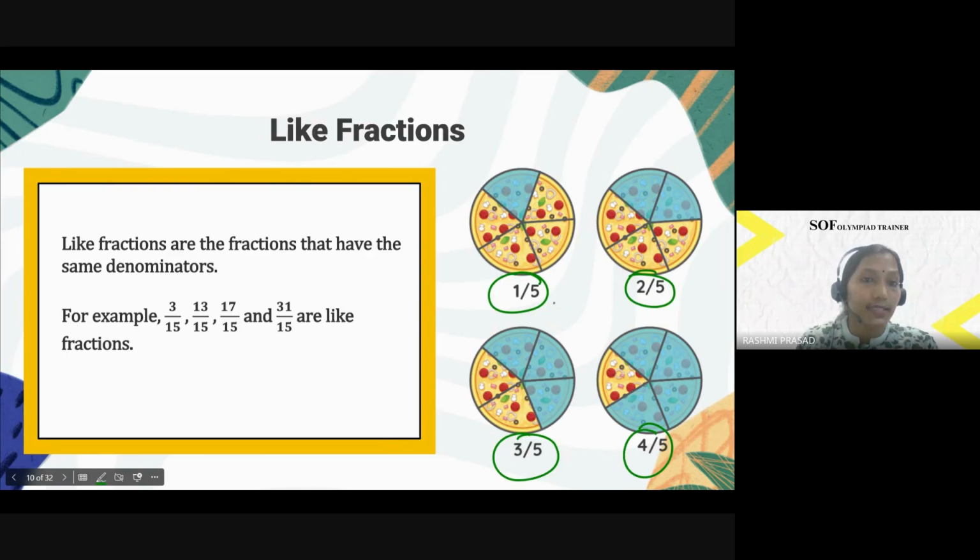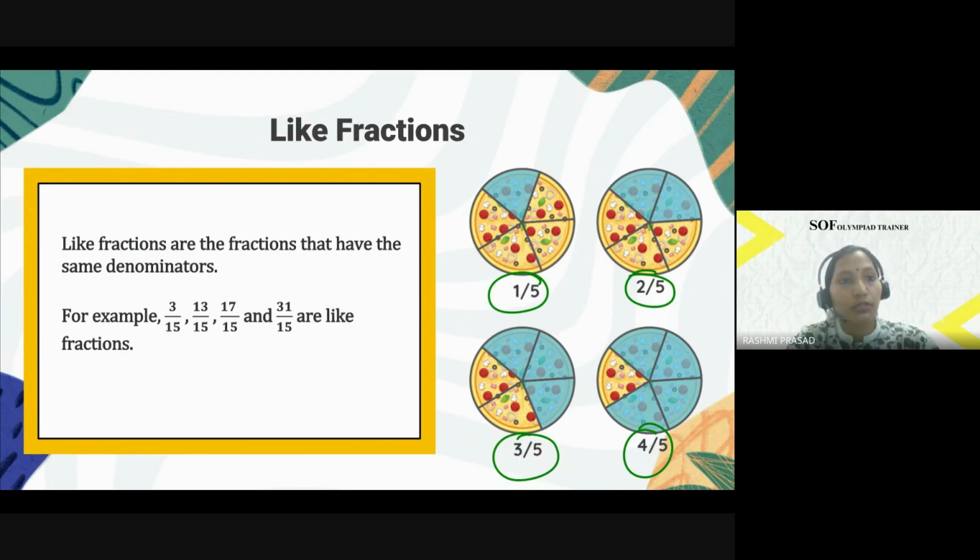Everywhere, what is same? Gauri, can you tell me what you can see the same in all four pizzas, in all the fractions? Okay, it's 5, right? Basically, we divided all the pizzas in 5. Each pizza divided into 5 equal parts, 5 slices. Everywhere the denominator is same, so all these fractions we call like fractions. So like fractions is where the denominator is same.